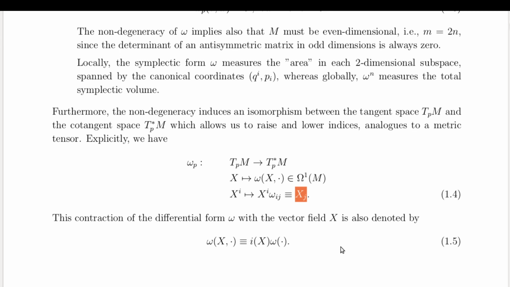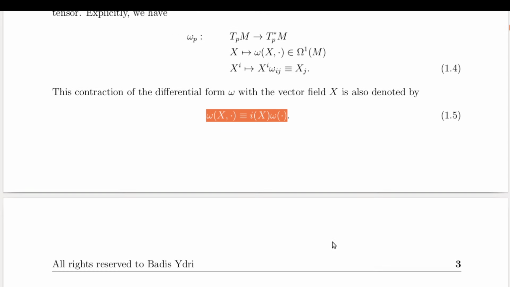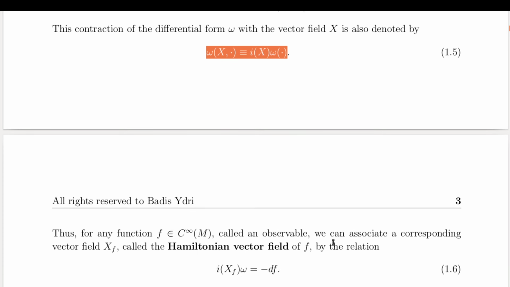Through this isomorphism, the symplectic form acts as a bridge, turning a vector into a one-form by contracting it with ω. This operation gives symplectic geometry its power to analyze dynamics, enabling us to connect abstract mathematical structures with physical observables.